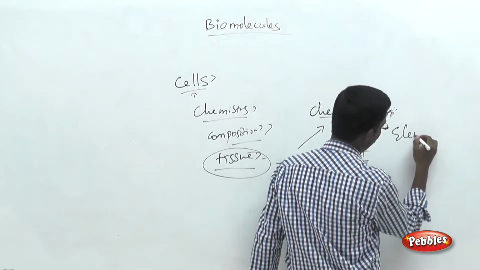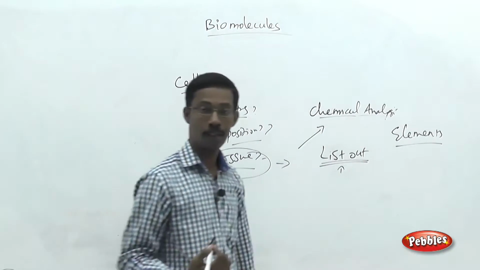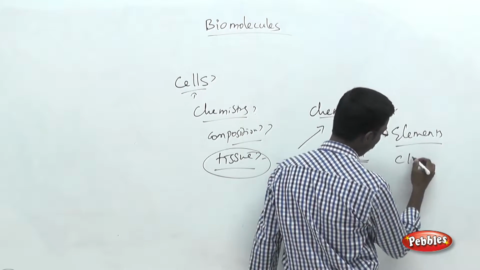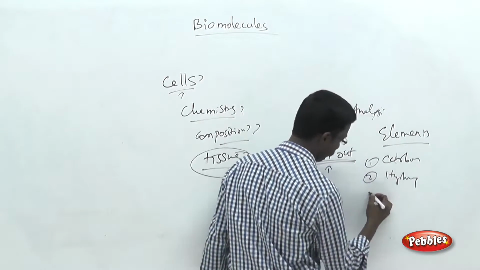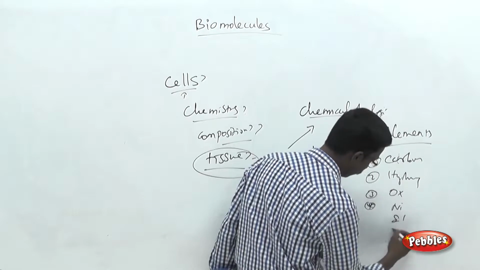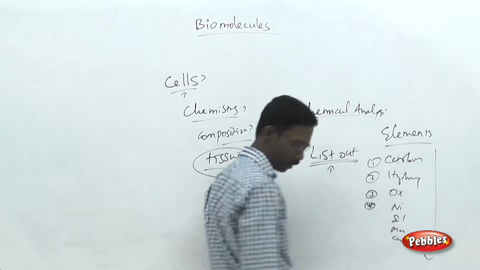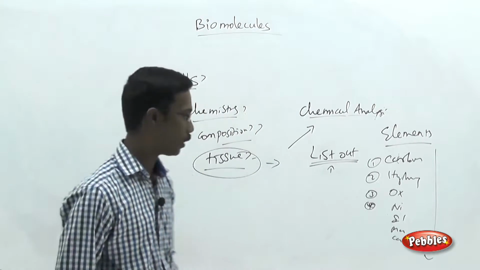In other terms, you are going to get the list of elements present in the particular tissue sample. For example, you will get a list like this: carbon, hydrogen, oxygen, nitrogen, sulfur, magnesium, calcium. Like that you will get a list of chemicals or elements present in the particular tissue sample.